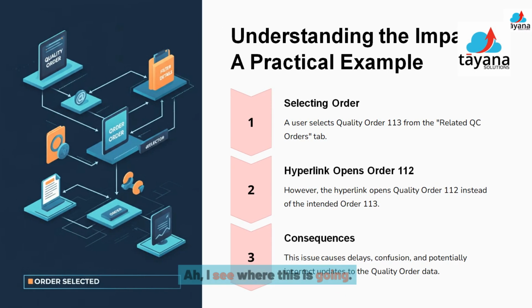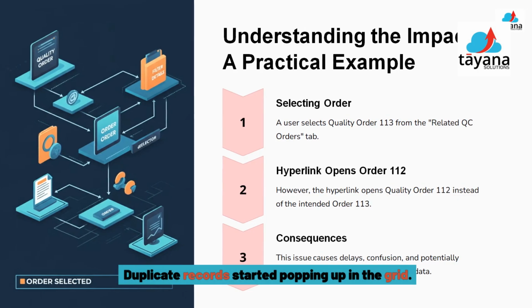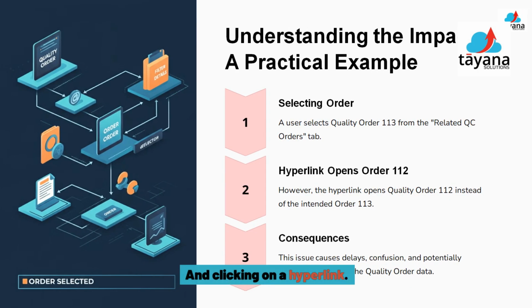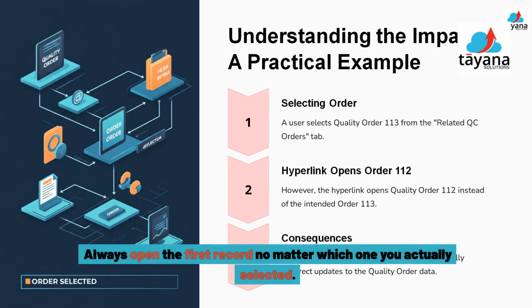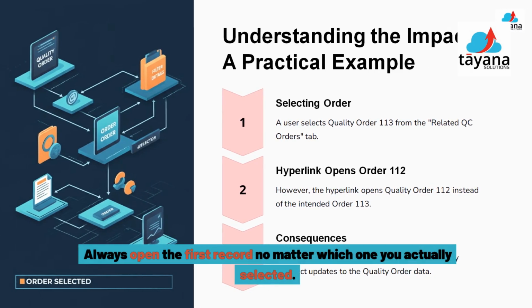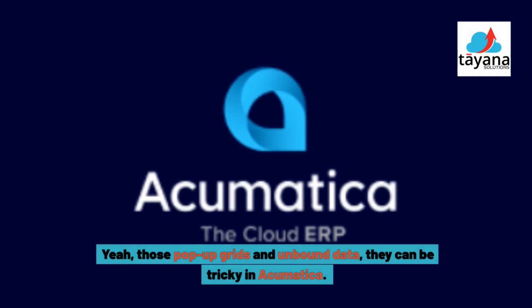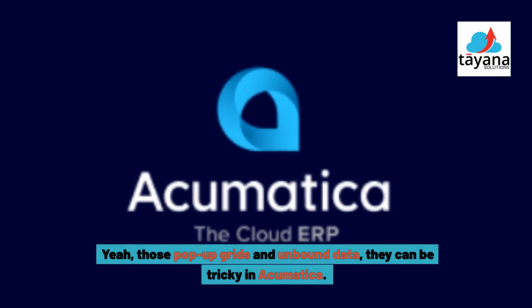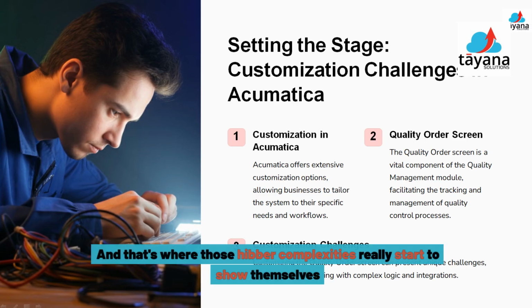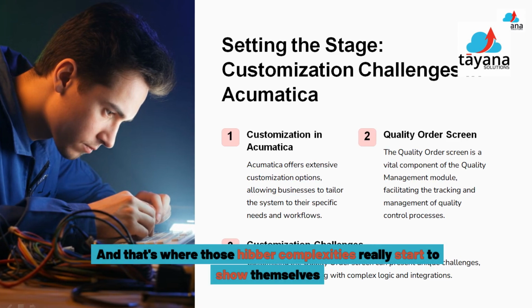I see where this is going. Oh yeah, duplicate records started popping up in the grid, and clicking on a hyperlink always opened the first record, no matter which one you actually selected. That's frustrating. It was baffling. Those pop-up grids and unbound data can be tricky in Acumatica. Absolutely, and that's where those hidden complexities really start to show themselves.